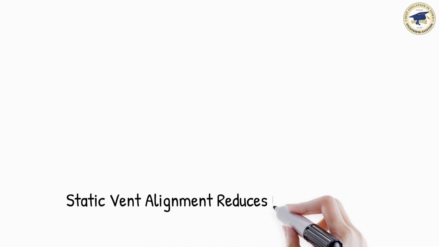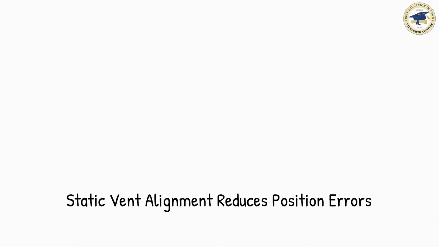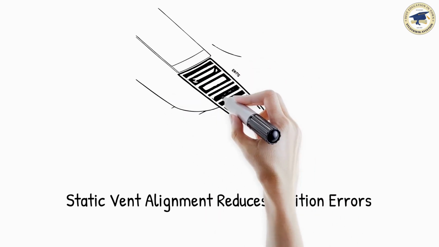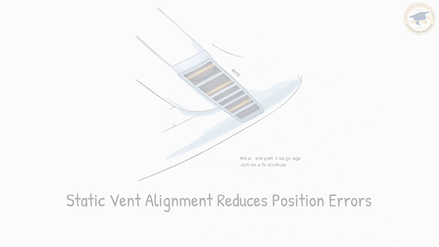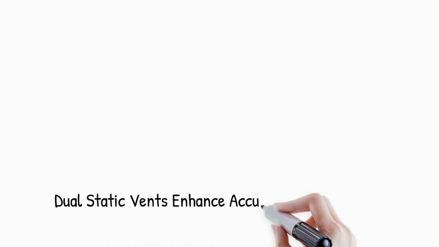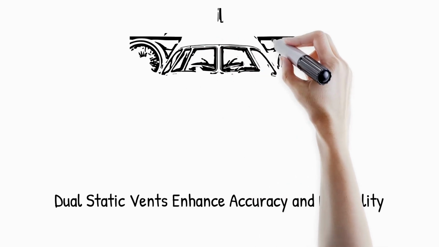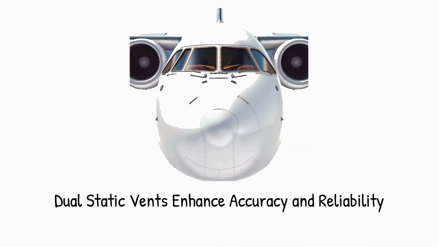A line from the vent is angled upwards to prevent water accumulation, so heating is not required. By using a static vent, about 90% of the position error can be eliminated. To minimize errors from yaw or side slip, two interconnected static vents are often used, one on each side of the fuselage. This duplication also reduces the chance of blockage.